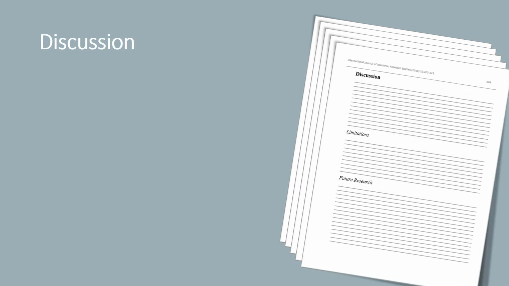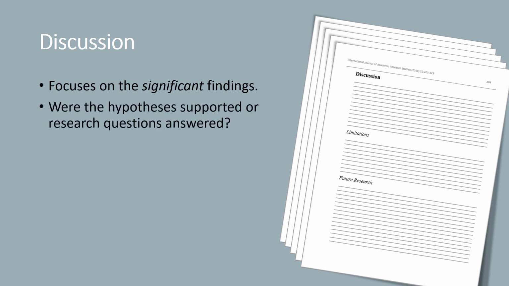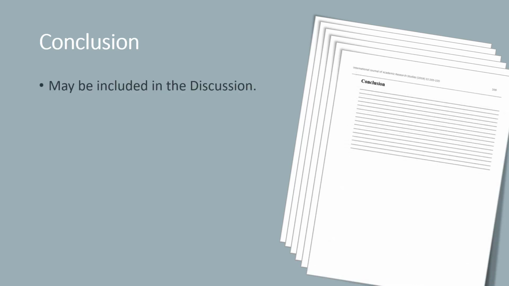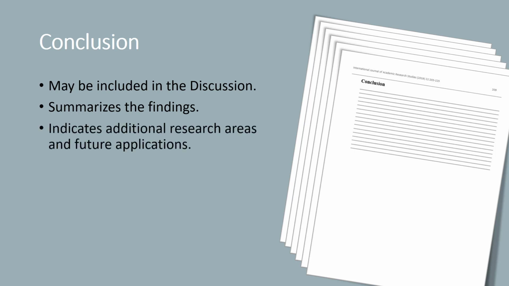The discussion looks at all significant results and determines whether or not the hypotheses were supported or if research questions were adequately answered. It will also identify any limitations to the study that may have affected the results. The conclusion may be its own section or part of the discussion. It offers a brief summary of the study's findings and may suggest new areas of research or future applications.